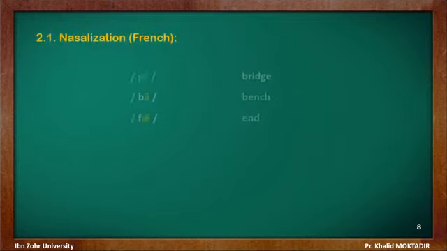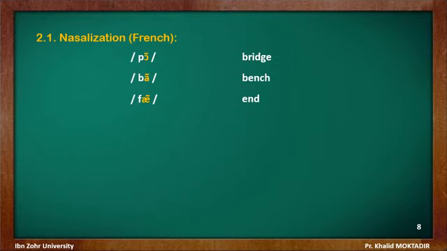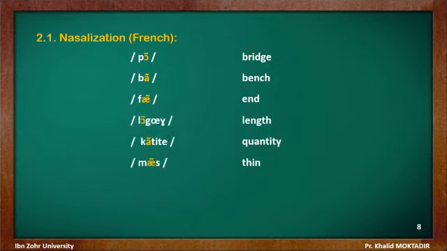Look at the data below. The first here, we can see how the vowel is nasalized because it is in word final position, in other words, followed by a nasal. You can see the nasal in the French spelling. So this is pronounced pont for bridge, and banc for bench, and fin for end. When the nasalized vowel is followed by another consonant in words like longueur, quantité, and mince, notice that the nasal is not articulated. It is absorbed by the vowel, which becomes nasalized.